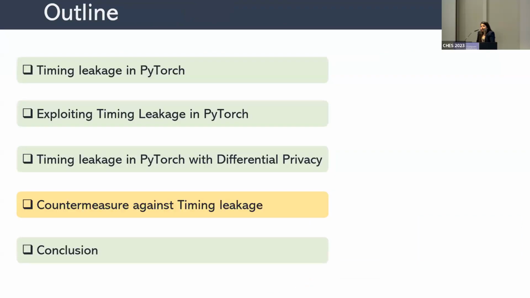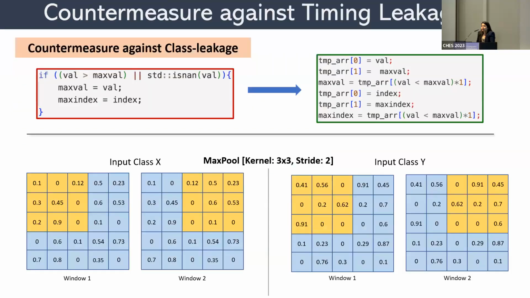So we have looked into all the attacks that are possible. Now we look into the countermeasure against this timing leakage. The countermeasure is very simple. We had a simple branching statement, so we just convert this branching statement to a constant time implementation.